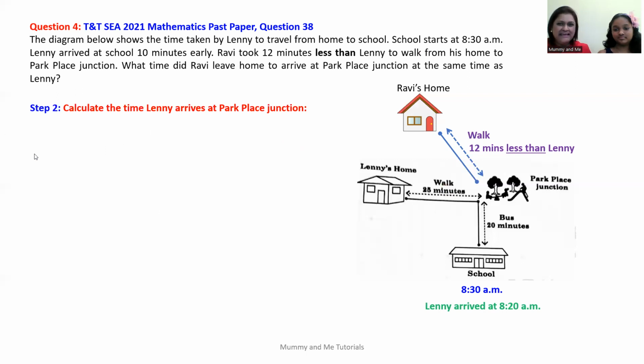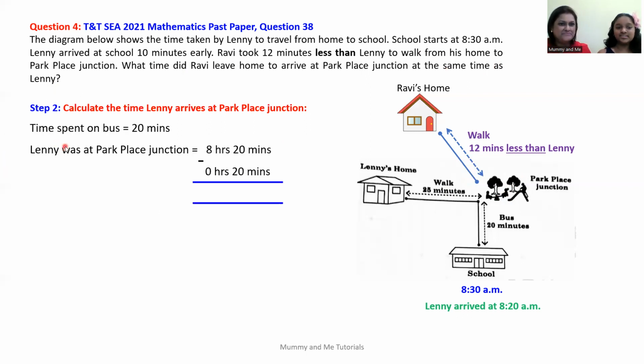So can we calculate the time that Lenny arrives at Park Place Junction? Yes. And that time will be the same time that Ravi also arrived at Park Place Junction. Okay, let's do that. So we know that the time spent on the bus was 20 minutes. Lenny spent 20 minutes on the bus. But Lenny also arrived at school at 8:20 a.m. Right.